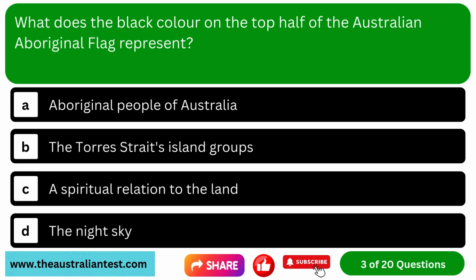Question 3. What does the black color on the top half of the Australian Aboriginal flag represent? Option A, Aboriginal people of Australia. Option B, the Torres Straits Island groups. Option C, a spiritual relation to the land. Option D, the night sky.